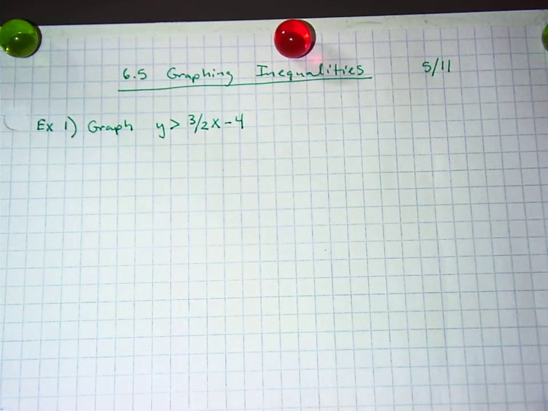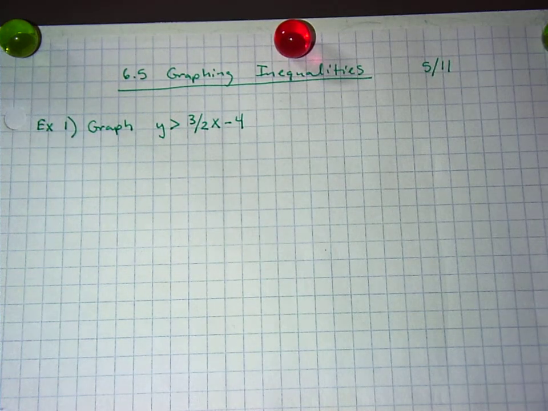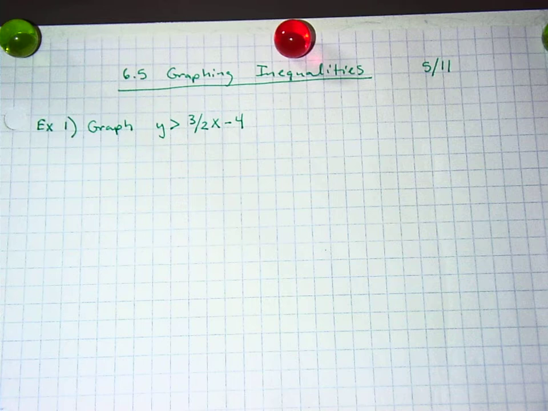Okay, so what this problem basically says is it wants you to graph y is greater than 3/2 x minus 4. So we're going to graph something that is greater than something. So we're going to end up kind of shading part of the graph to show you a whole region where the answer could be, rather than the answer just being on a line or the answer just being a point.